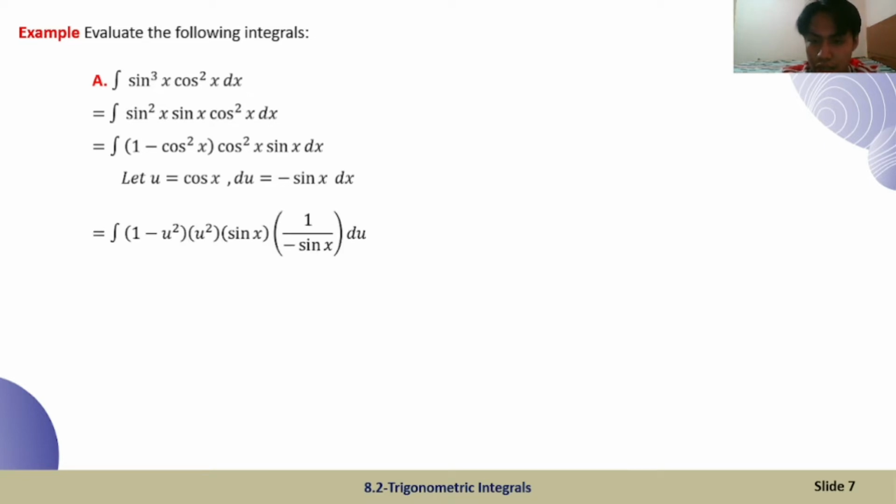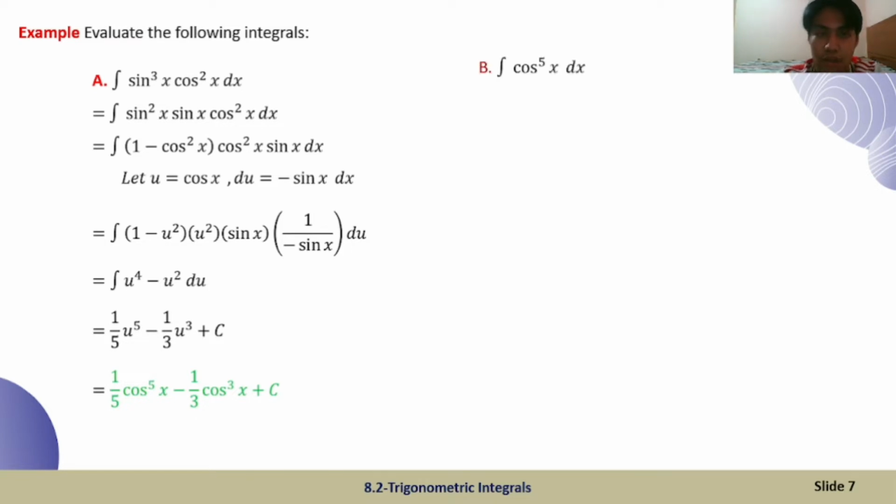From then on, plug u into places where there is cosine, and since dx equals 1 over minus sine x du, we can eliminate sine x from the integral. From this step on, it's just basic integration. I'm sure you can do it. When we reach this step, we plug cosine x back into places where there are u, and then we will receive the answer right here.